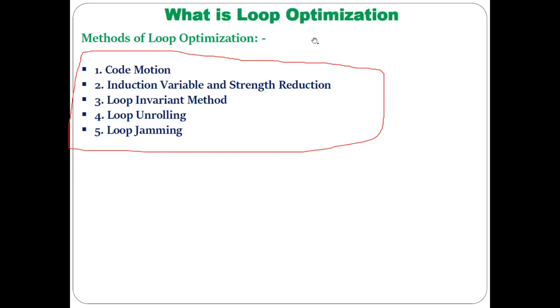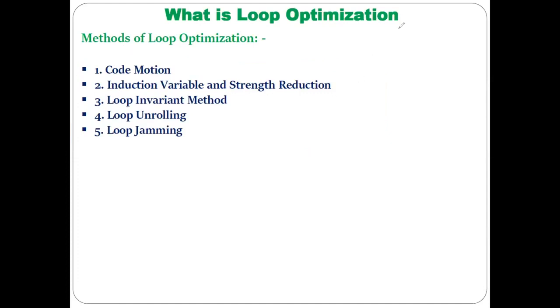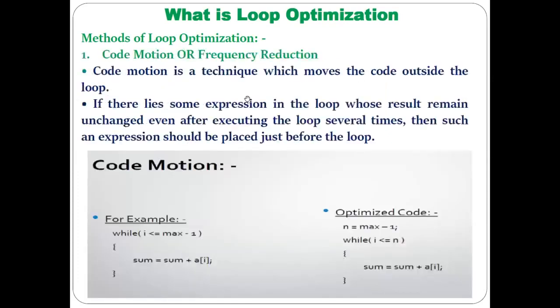Okay. So let's see these techniques one by one, and let's understand how we can achieve code optimization through loop optimization. As you see, the first technique we have is code motion, or frequency reduction. So what exactly is this technique? Here I read, then we apply it to the example.